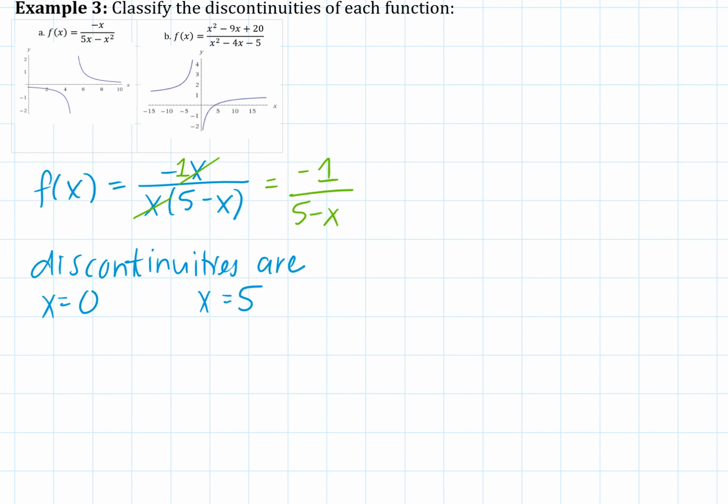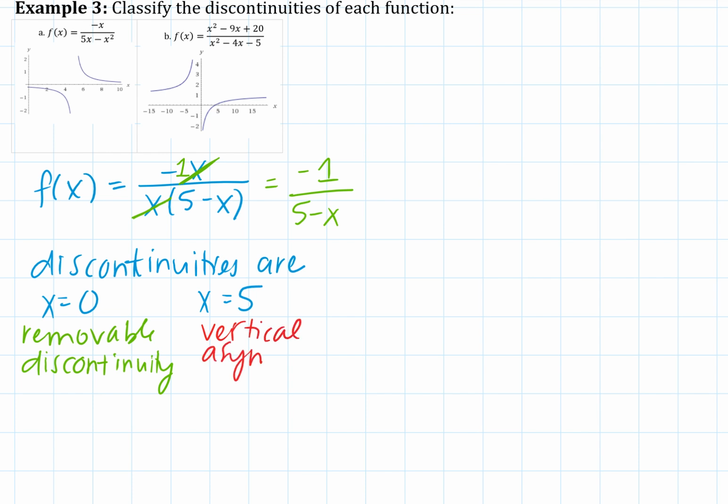X equals 0 is called a removable discontinuity. That's one category. One possible type of discontinuity is removable because it appears as though we removed its factor from the expression when we simplified. X equals 5 is the other kind of discontinuity. It's a vertical asymptote. There are only two types of discontinuities of rational functions. And x equals 5 is a vertical asymptote because it did not get removed when we simplified the function.